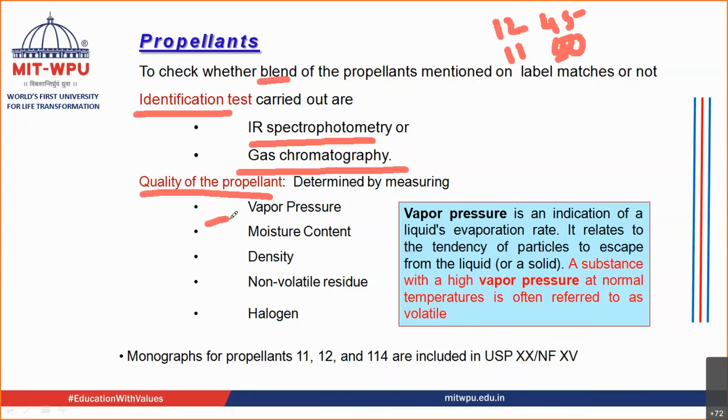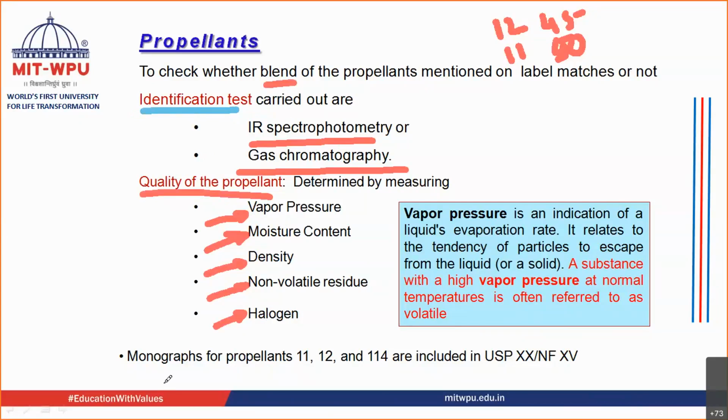You determine the quality of the propellant by checking the vapor pressure, by checking the moisture content, by checking the density, by checking non-volatile residue, and by checking the halogen content. So you determine the quality of the propellant. You determine whether the right blend of propellant is present or not, and you determine whether whatever propellant is supplied to you is of the same brand or not, right?